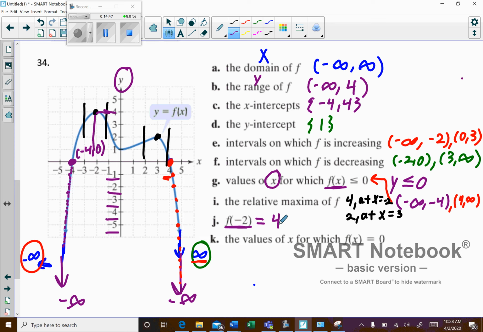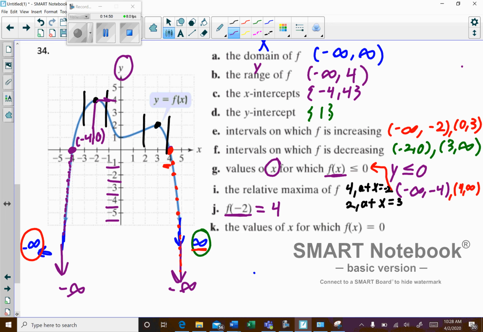And then the last part of this is the values of x for which f of x equals 0. Once again, you just have to understand what f of x means. So they're just asking you when y equals 0, what is your x value? It's a very easy question, and by definition, that's what an x-intercept is. Letting y equals 0 is the definition of an x-intercept. So the answer to this one is -4 and +4. At those two values of x, -4 and +4, the y value is equal to 0.